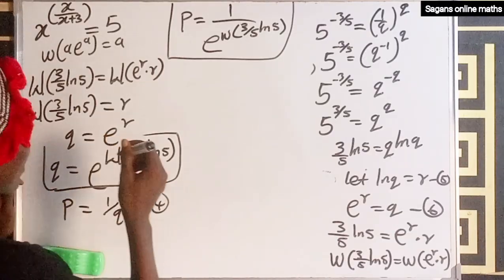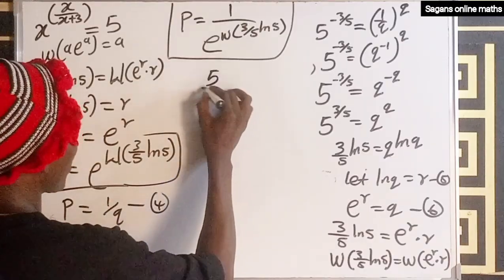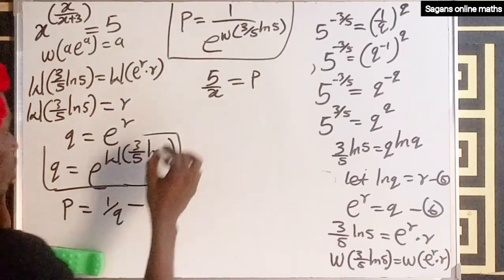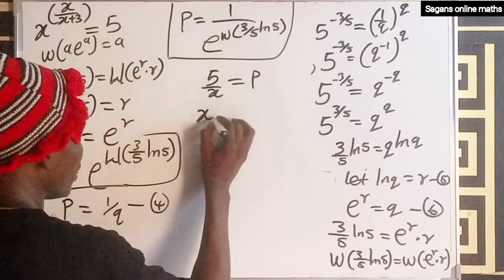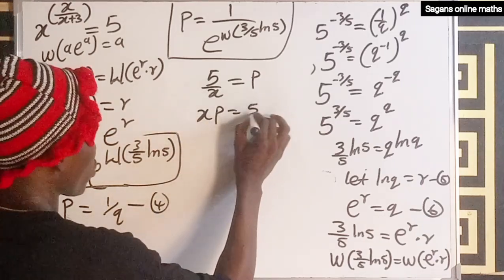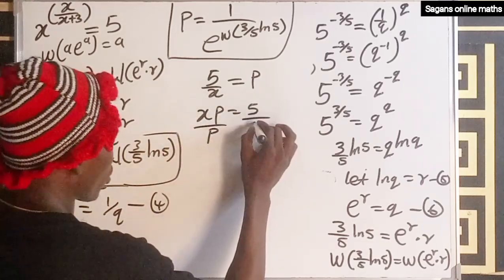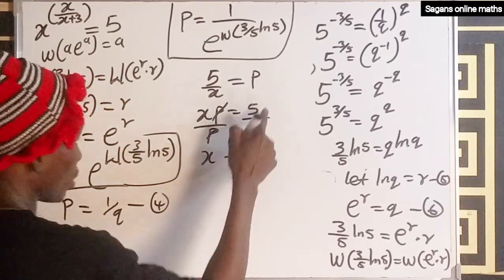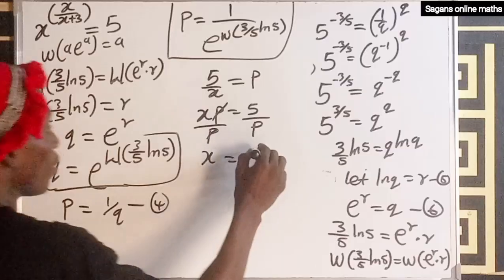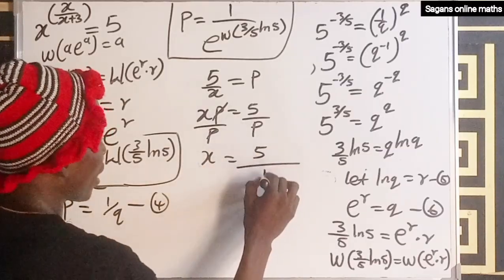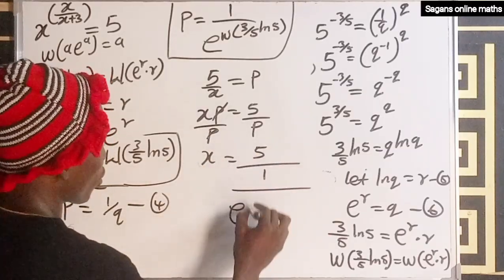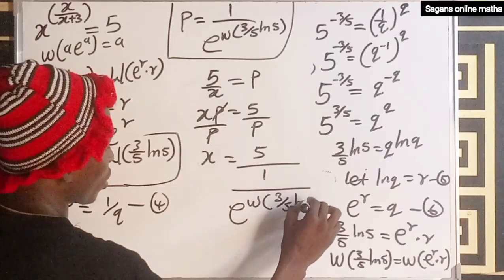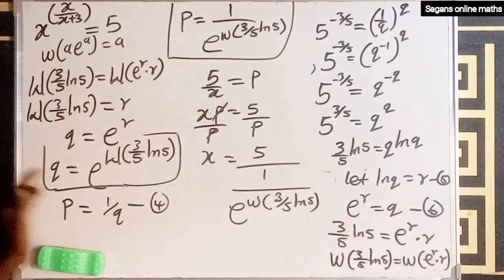Okay, there's something I did. I said 5 divided by x is equal to p, right? It means that xp is equal to 5. So if I divide here by p and here by p, this cancels out this. So x is equal to this, and our p is this. So that means 5 divided by 1 all over e raised to the power of the derivative function of 3 divided by 5 ln 5. Wow, it's amazing. This is my value of x.